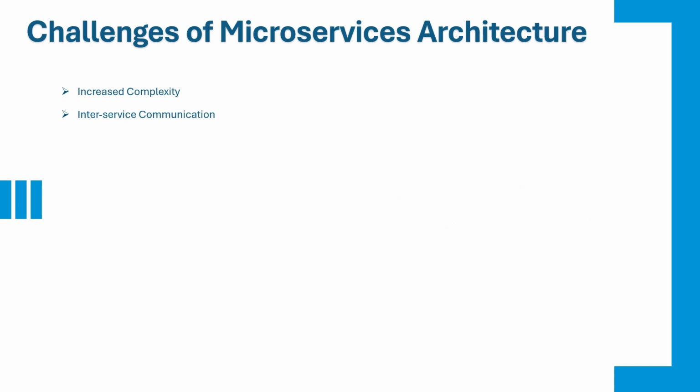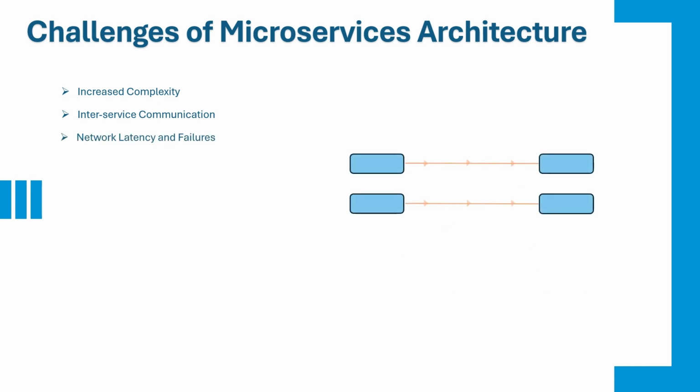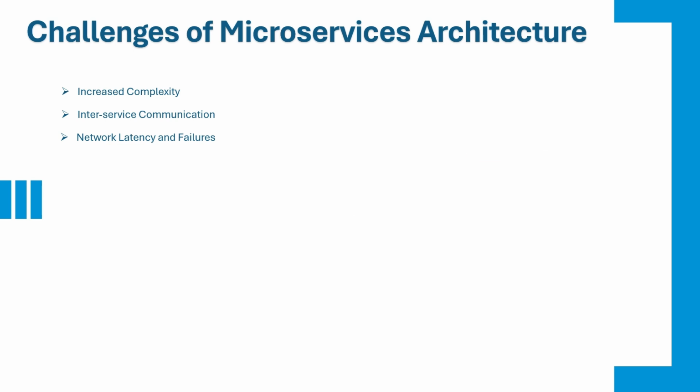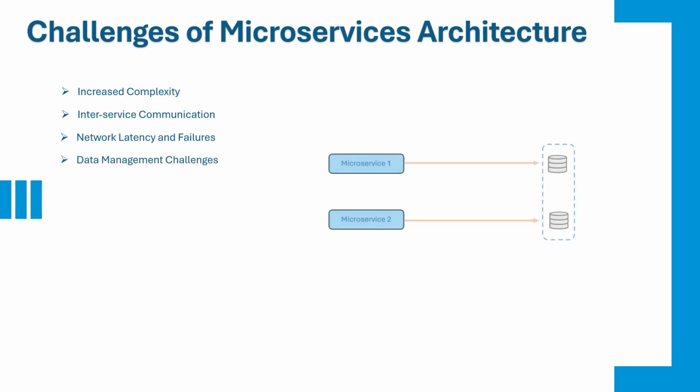Since microservices often communicate over a network, issues like latency and network failures can impact performance and reliability. Handling these issues requires careful design and robust network infrastructure. With decentralized data management, maintaining data consistency across services can be challenging. Services often need to coordinate to ensure data integrity, which adds complexity.